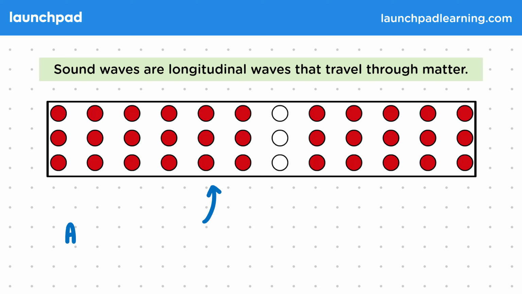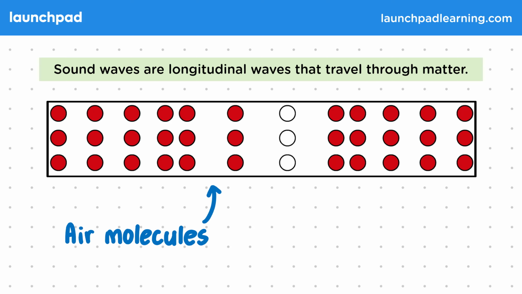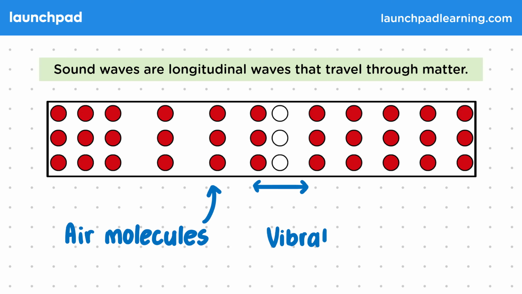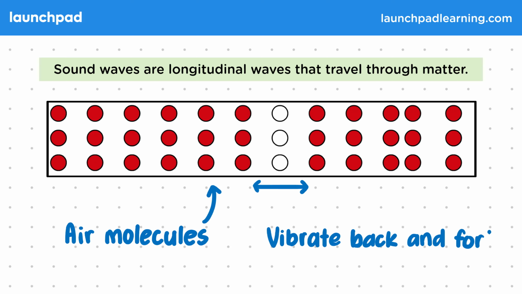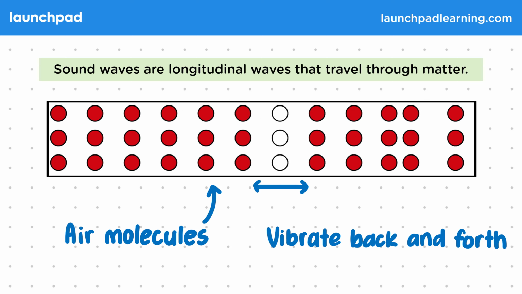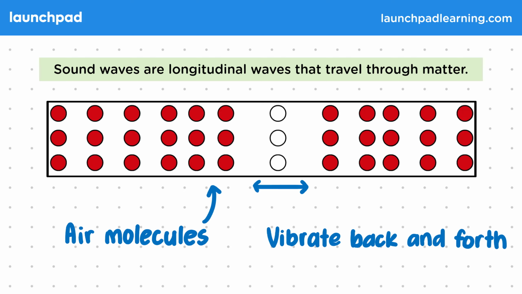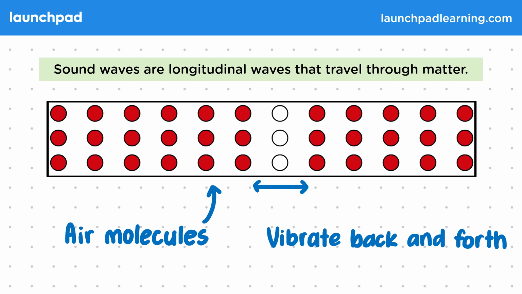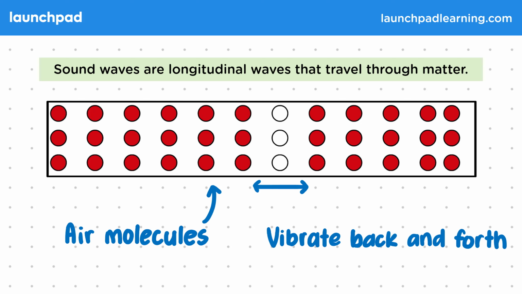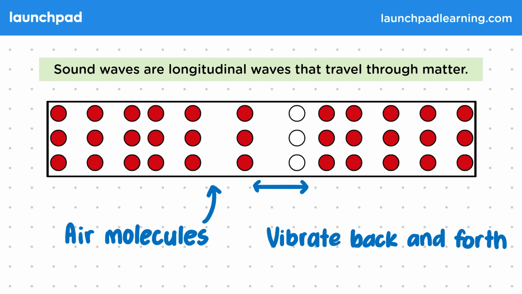These circles represent air molecules a sound is travelling through. The sound causes the molecules to vibrate back and forth, which transfers its energy forward but doesn't cause the air to move overall. It's important to remember that sound is a mechanical wave, meaning it needs some form of matter to travel through. This is why no sound travels in outer space, which is a vacuum.